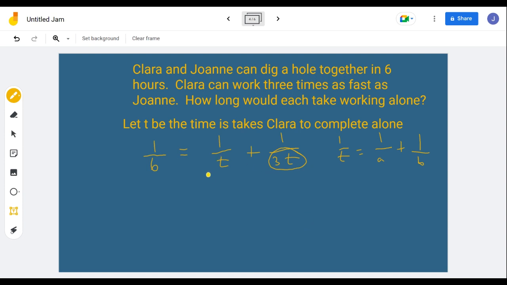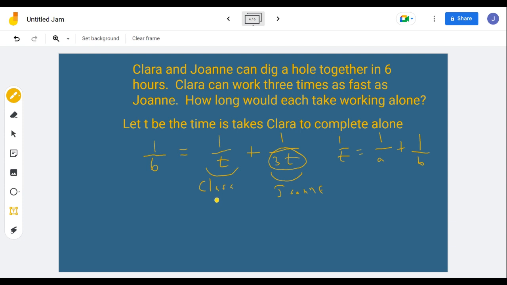So it's the same kind of thing. This is Clara's portion, and this is Joanne's portion. The whole is the sum of its parts. And if you like, we're just plugging it into that formula where A is the time it takes Clara and B is the time it would take Joanne. And now we have an equation and one unknown. So in theory, we should be able to solve this.